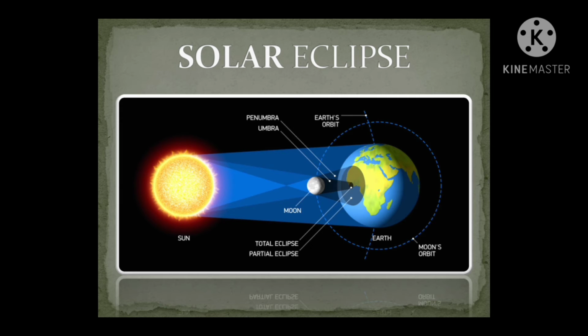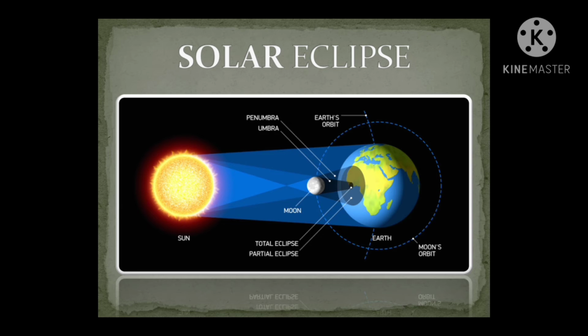There are four types of solar eclipse: total solar eclipse, annular solar eclipse, hybrid solar eclipse, and partial solar eclipse. First, we will talk about total solar eclipse. A total solar eclipse occurs when the dark silhouette of the moon completely obscures the intensely bright light of the sun, allowing the much fainter solar corona to be visible.